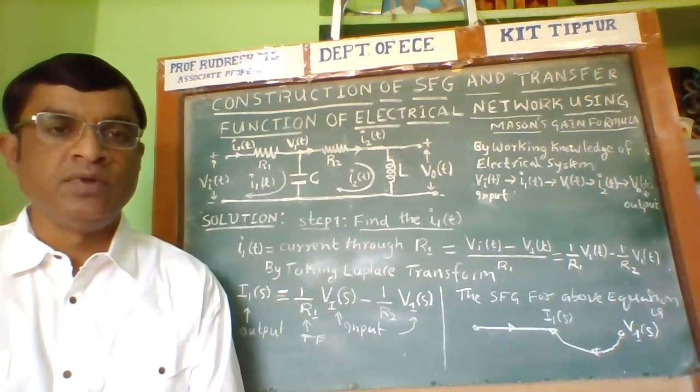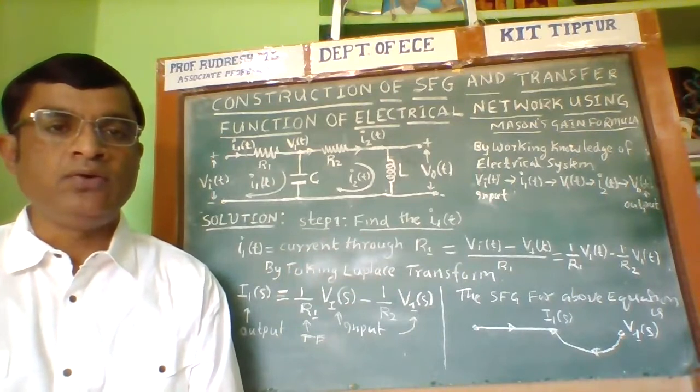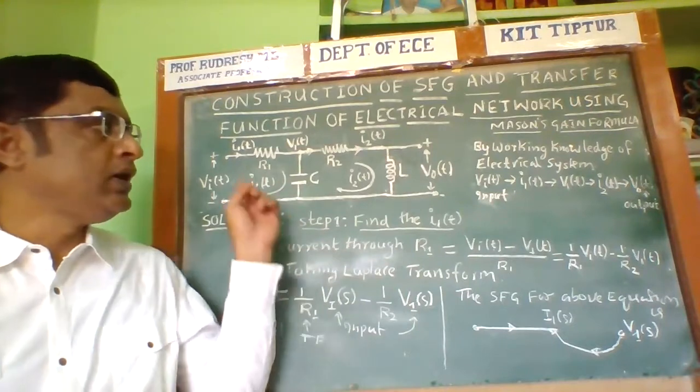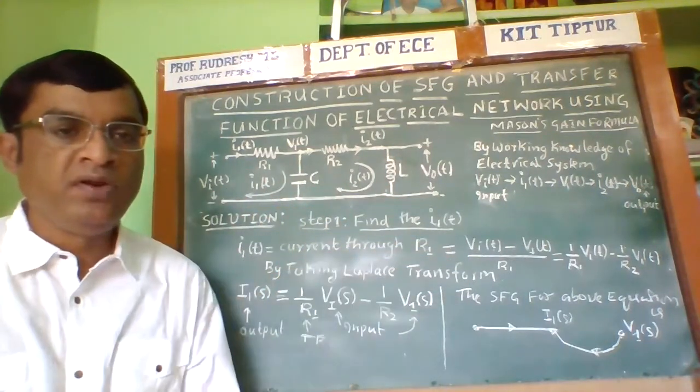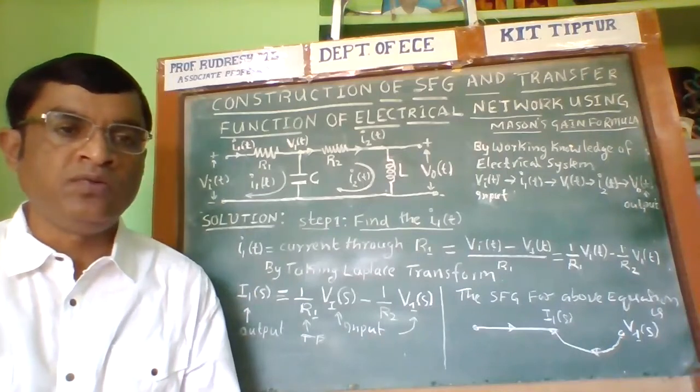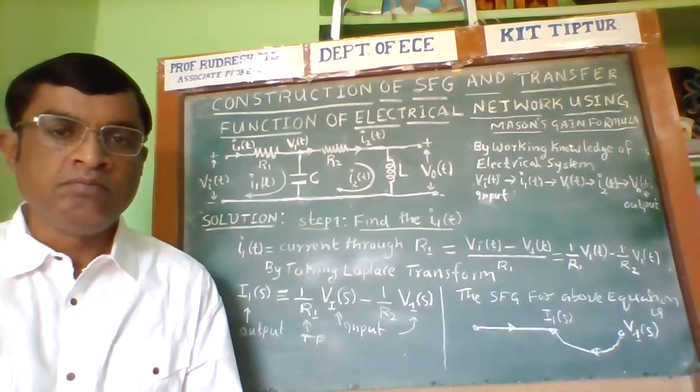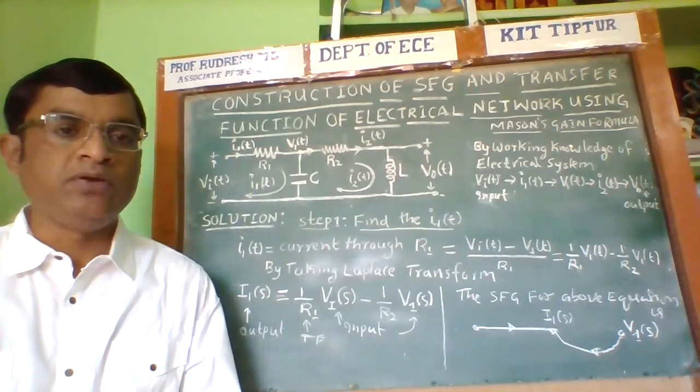In today's session, I'm going to discuss how to convert a given electrical network into the signal flow graph, and then how to find the overall gain of the system by using Mason's gain formula.